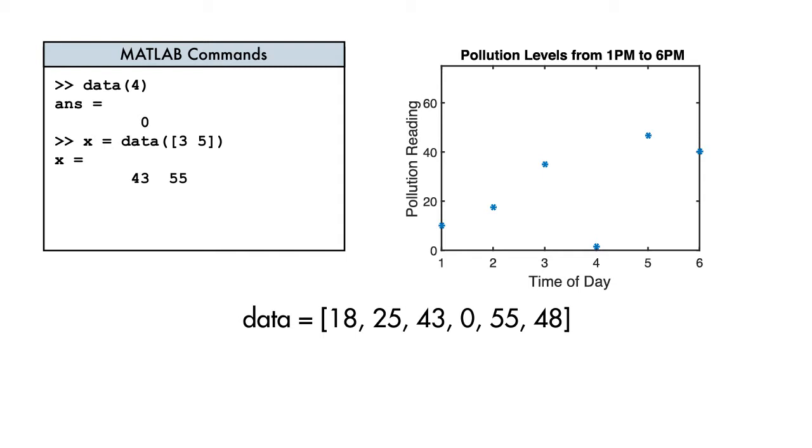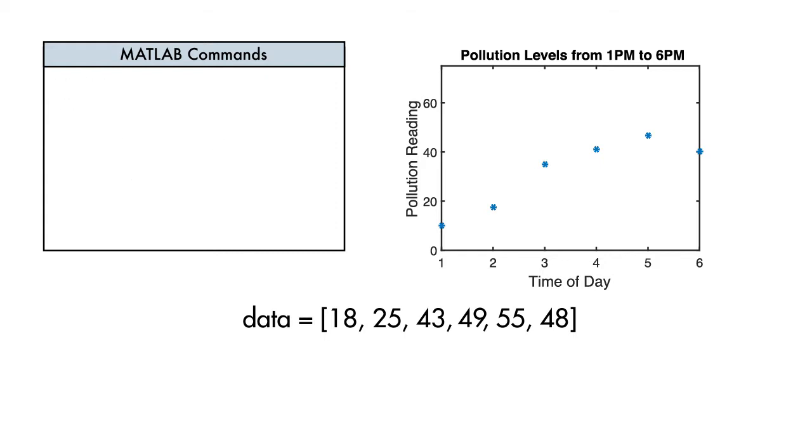Now, we take the mean of x and assign that value to the fourth element. Notice that the index we want to change is enclosed in parentheses, and the assignment operator is used to change the value from 0 to the mean. That's better. Now we're ready to look at the data before and during rush hour.